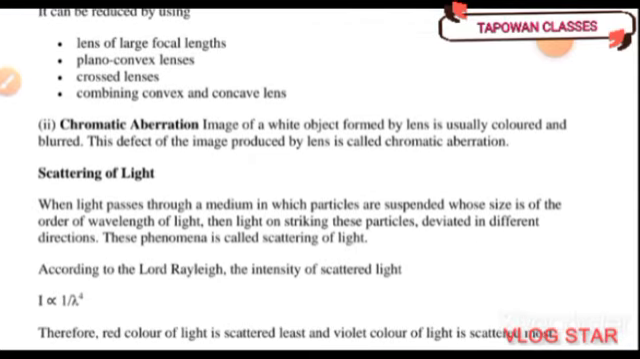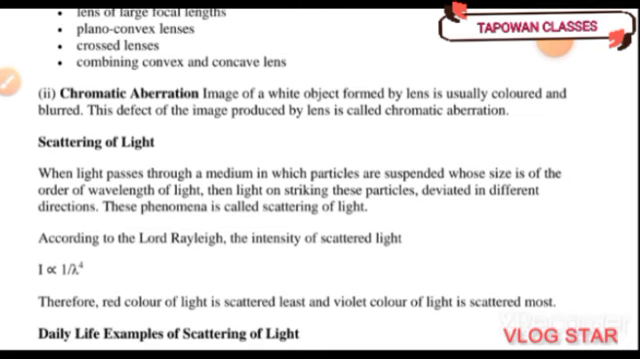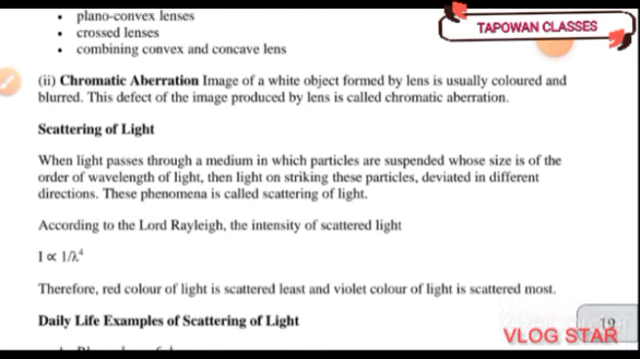The image of a white object formed by the lens is usually colored and blurred. This defect of the image produced by the lens is called chromatic aberration.